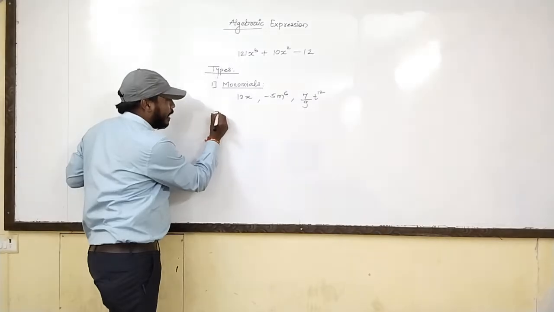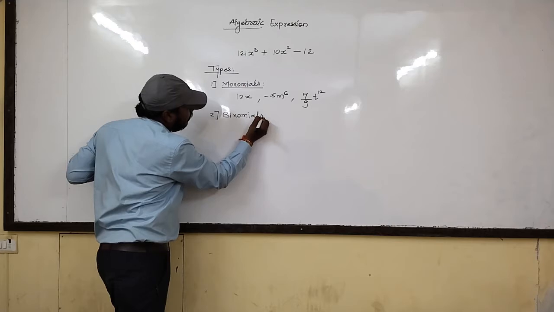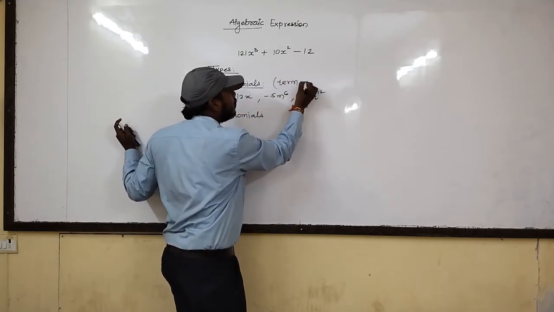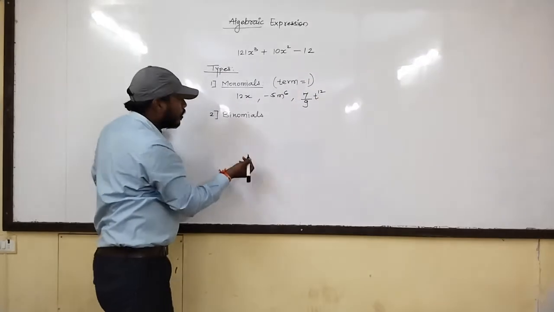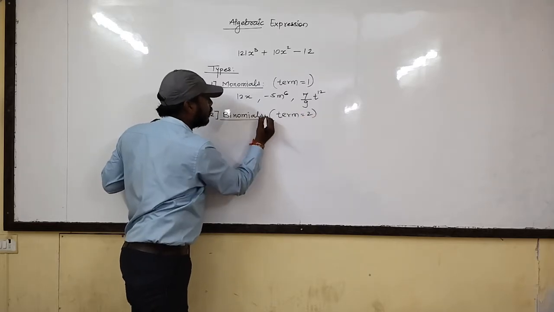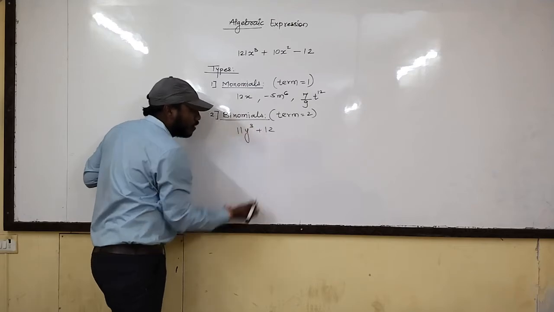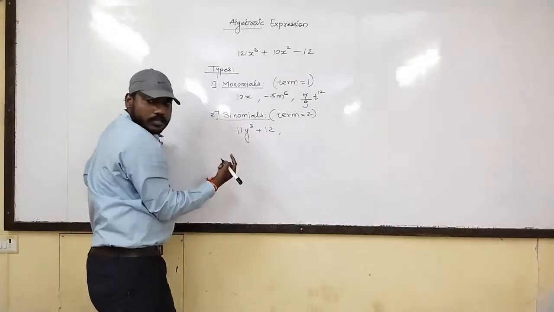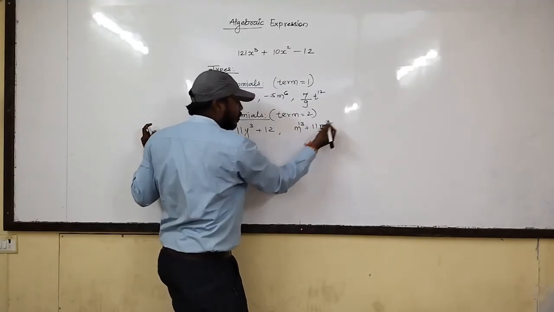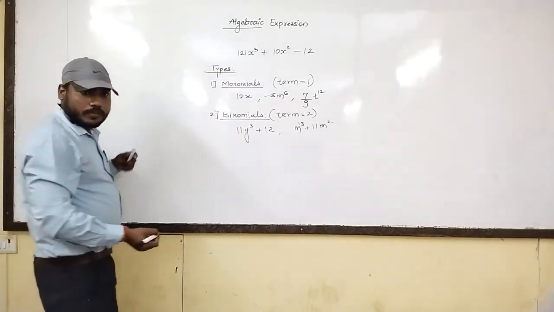If we go for the second type, that is known as binomial. Try to understand the meaning. Monomial means the number of terms is equal to 1. Binomial means the number of terms is equal to 2. How many terms do we get? 2 terms. For example, let's say I'm writing 11y^3 + 12. How many terms do we have? 2 terms. Let's say I'm writing m^13 + 11m^2. This is a polynomial with 2 terms, known as a binomial. I hope this is clear.